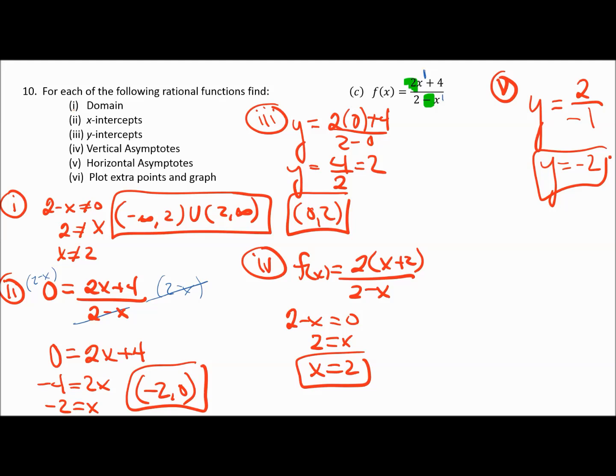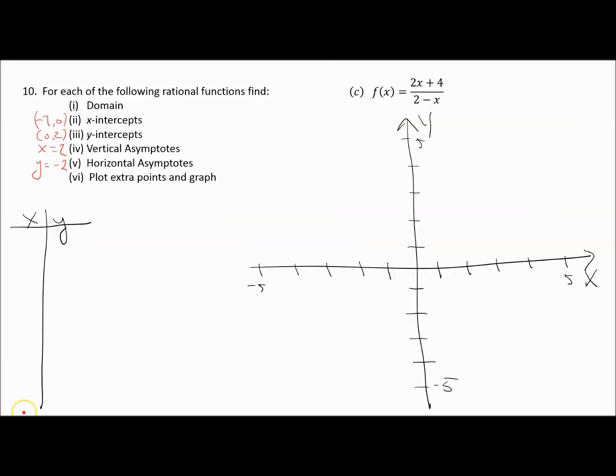Now what I want to do is take a minute and list all these values right up here beside the requested information. Erase this board and then start fresh so we can do a t-table and plot points. Alright, so I've changed things on you. I listed over here to the left the important information from the last page. Negative 2, 0 is my x-intercept, 0, 2 is my y-intercept, x equals 2 is my only vertical asymptote, and y equals negative 2 is my horizontal asymptote.